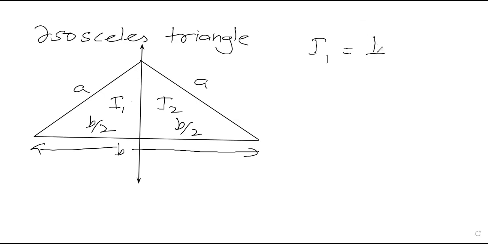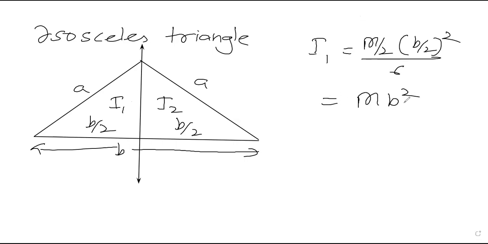So I1 I'll find by using m by 2, the mass of the left-hand side triangle, I'll take it as m by 2. B square is going to be b by 2 square upon 6. So it becomes m b square upon 4 into 8, and 8 into 6 will be 48. Then the moment of inertia of the entire isosceles triangle is going to be I, which is 2 of I1, which is m b square upon 24.